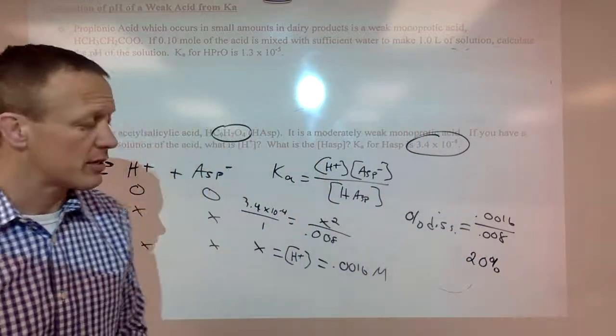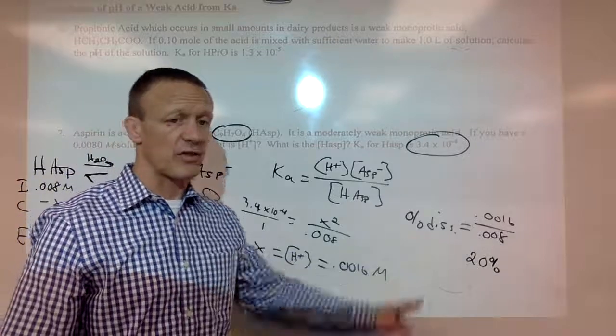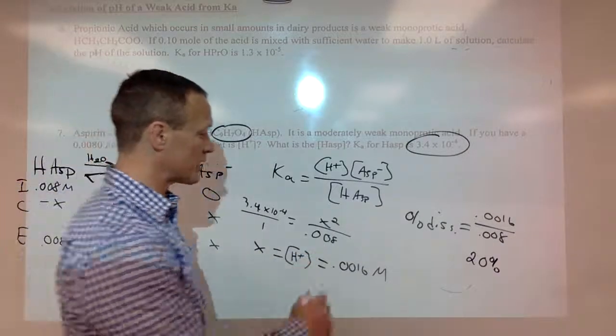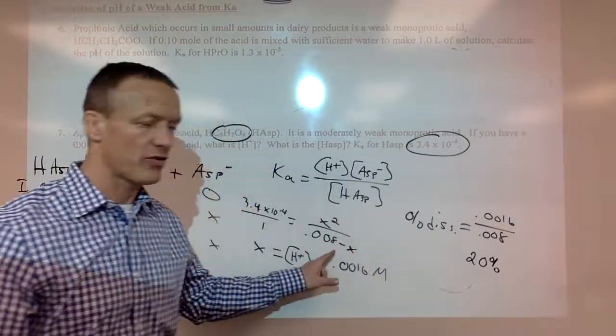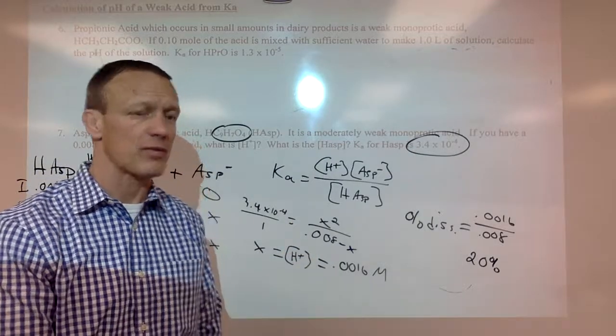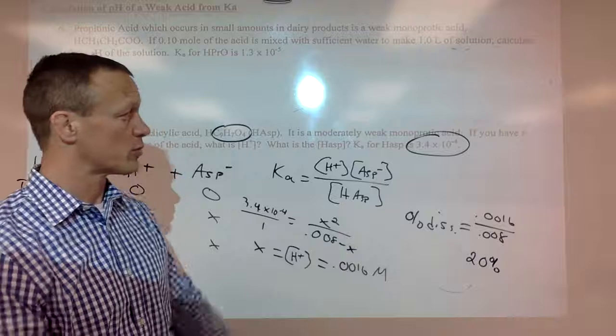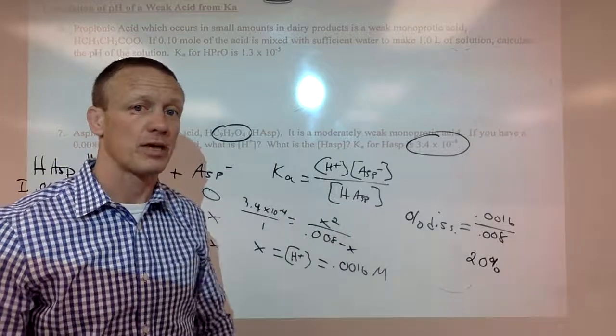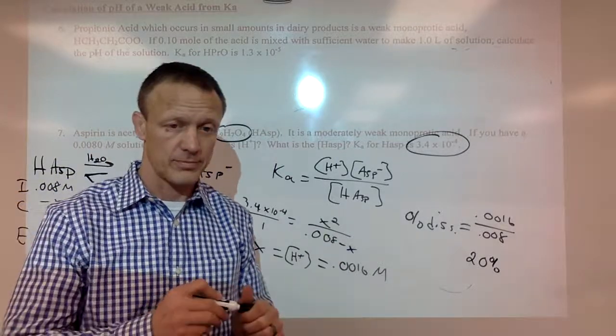I'm only showing you this. If our percent dissociation is greater than 5%, we cannot ignore this X value down here. We have to figure out what it would be. It means we have to use the quadratic. I will not make it quadratic. We've done that in the past. So we'll stick to problems like the one up here, where it's less than 5% dissociation.